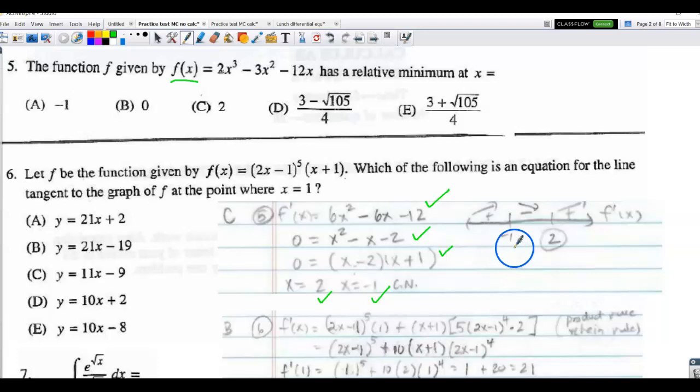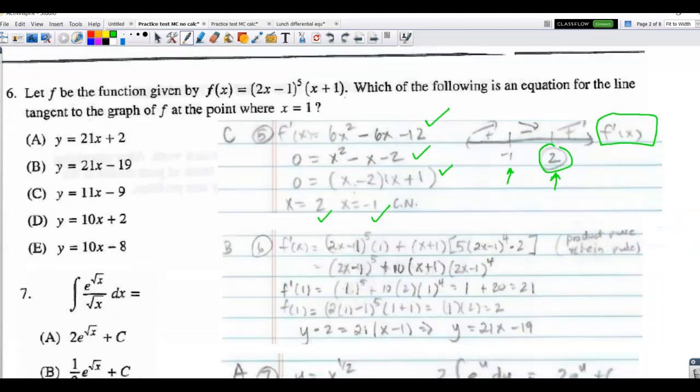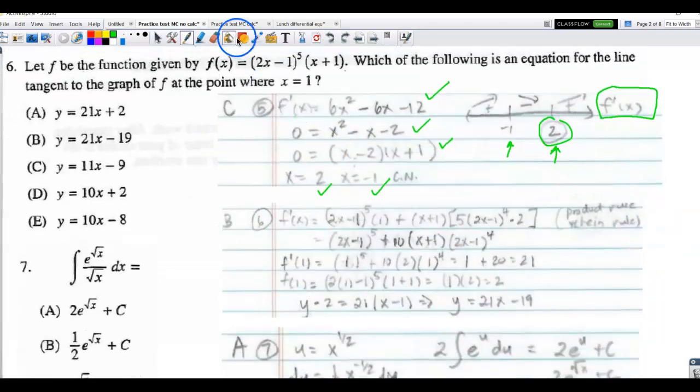I take those critical numbers and I put them onto my first derivative number line. I carefully do arithmetic by substituting into the first derivative. I'm looking for a relative minimum, and I can see very clearly that I have a relative minimum at x equal to 2.